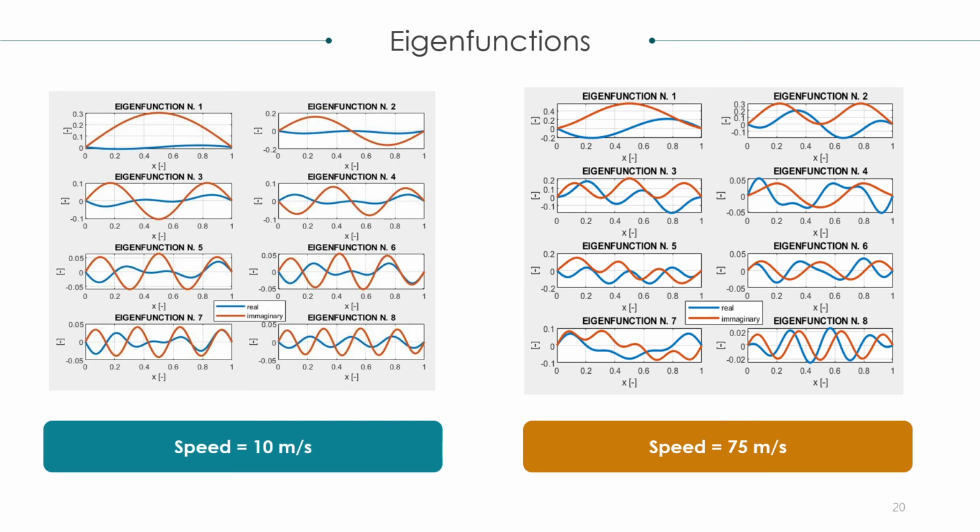Next, the eigenfunctions are plotted for two different speeds. Again, we have 8 because we chose n to be 8. First, we can denote that the eigenfunctions turn out to be complex. Second, the dependence on the speed is noticeable. Both speeds are chosen to be in a subcritical range, but already at 75 meters per second, some strange phenomena start to occur. This has to do with the way these eigenfunctions are built.